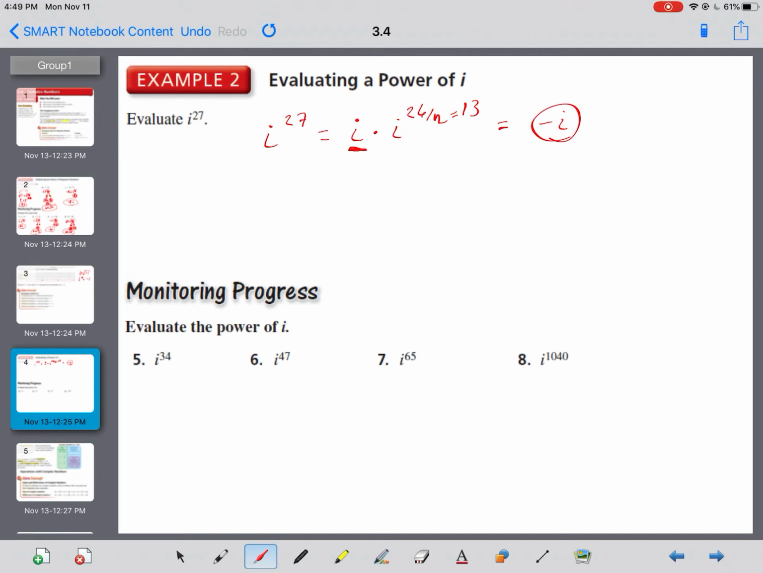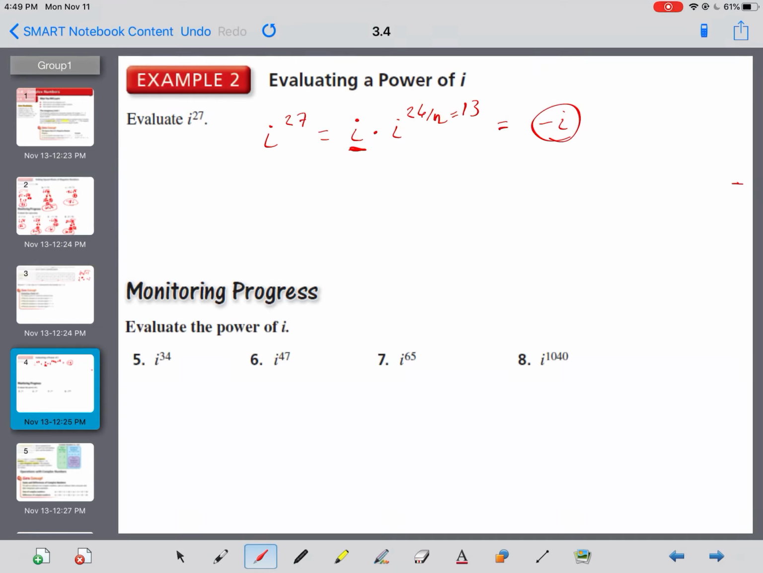So if it's odd, pull an i off of there. Then take what's left and divide it by 2. If that's odd, it's negative. If it's even, it's positive. If it starts off even, you don't have to pull an i off of there because it'll go into pairs. Divide by 2. How many pairs do you get? Odd number, negative 1. Even number, positive 1. So evaluate the power of i. Try 5, 6, 7, and 8. See what you get. And then I'll show you how I do it.